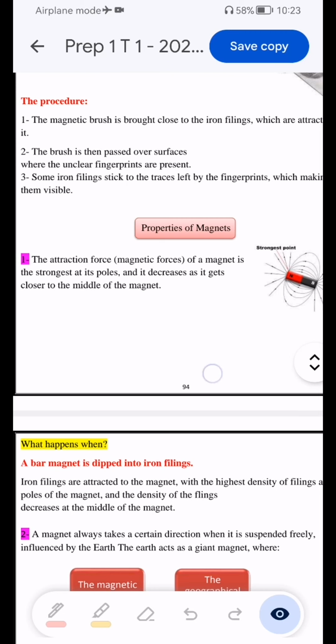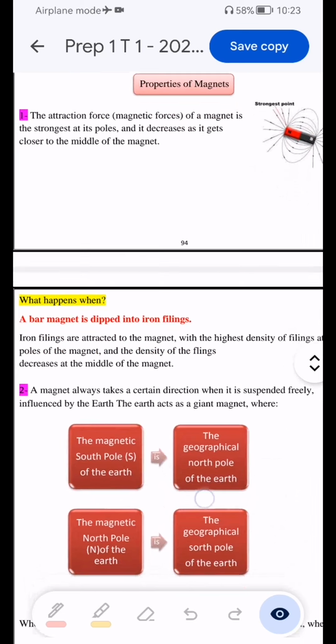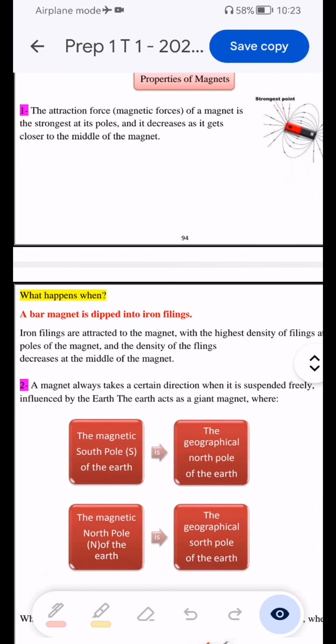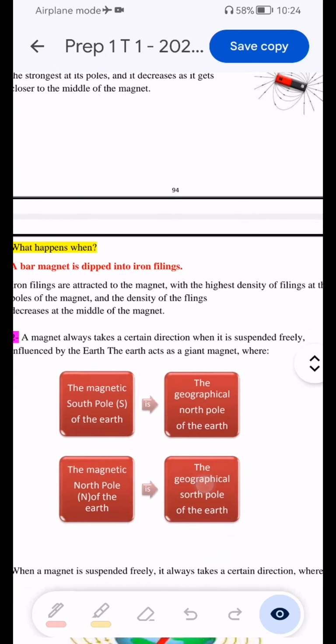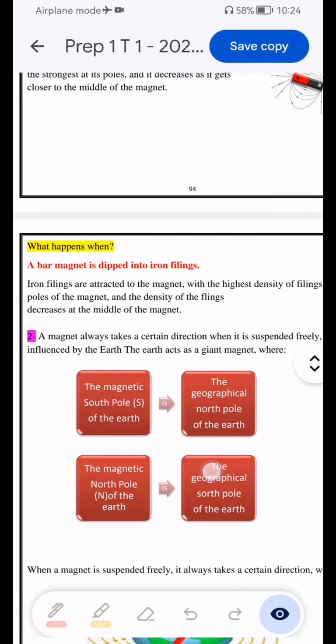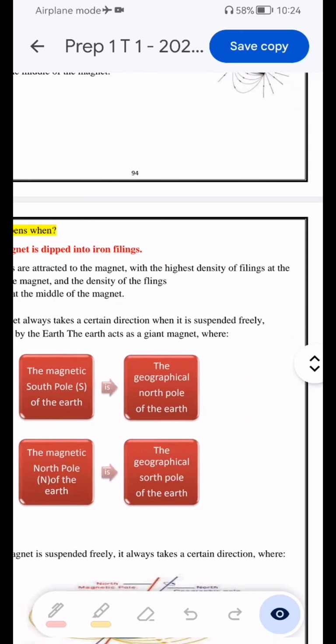Okay, look at this question. What happens when a bar magnet is dipped into iron filings? What happened? The iron filings will be attracted to the magnet, with the highest density, highest concentration at what?